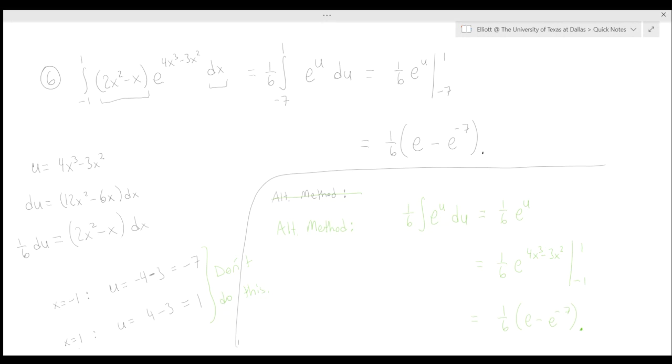So in the end, either solve for the new bounds in terms of u, and then use those new bounds when you're plugging the numbers in, or don't get the new bounds in u, but instead switch back from u to x, and then use the original bounds for x, okay?